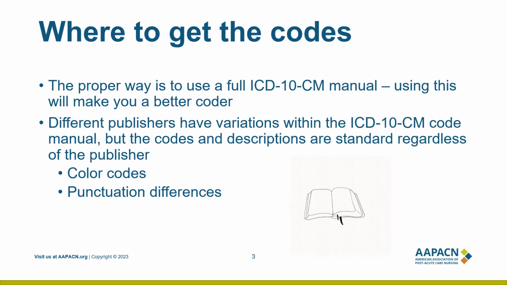The definitive way to assign an ICD-10-CM code is to use the full ICD-10-CM coding manual, which includes the official guidelines, alphabetical index, and tabular list. Using this will make you a better coder. You can obtain all the information you need to assign a code for free from the cms.gov website, or you can purchase the full comprehensive manual from a variety of publishers. Different publishers have variations within their ICD-10-CM book, such as color coding, symbols, and keys, but the codes and descriptions are standard regardless of the publisher. APACN does not endorse any specific publishers.